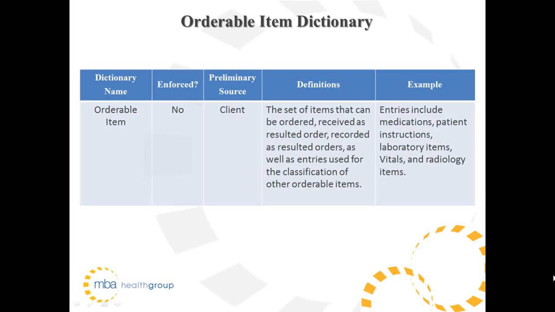Now I will introduce you to one of the 3 dictionaries that we will be discussing today. Orderable item dictionary. It is a classified type, as we spoke previously. It is not enforced, but does have some enforced entries within some of the superclasses and classes. Orderable item dictionary contains all of the items that can be ordered, received as resulted order, and recorded as resulted orders within Allscripts Enterprise EHR, like medications, labs, instructions, supplies, referrals, diagnostic imaging, and etc. This dictionary is highly configurable and is used in many modules within Allscripts Enterprise EHR.